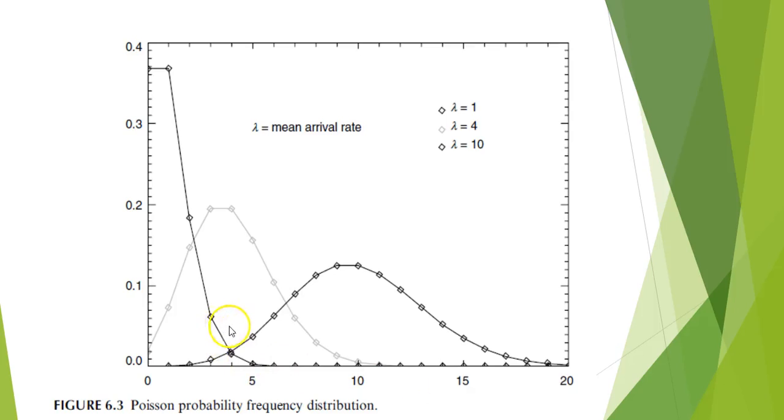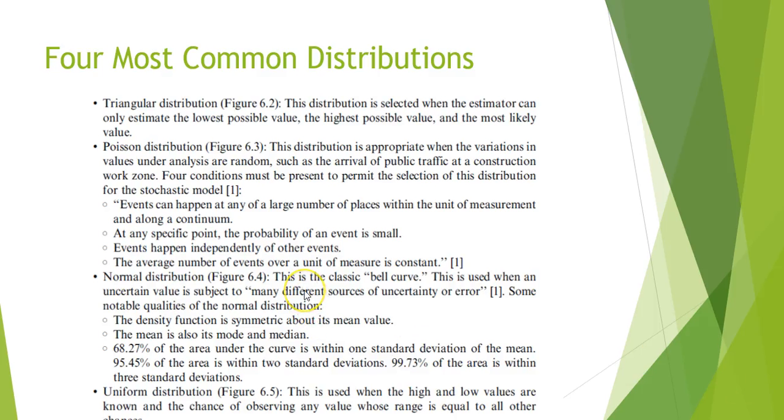You can use a Poisson distribution, and that's in figure 6.3. This is commonly used in simulation work, and a Poisson distribution is appropriate when variation in the values is random. And we often use these for queuing problems, in particular for public traffic flow at traffic signals, or arrival of customers into bank queuing lines, or at a checkout line at a grocery store.